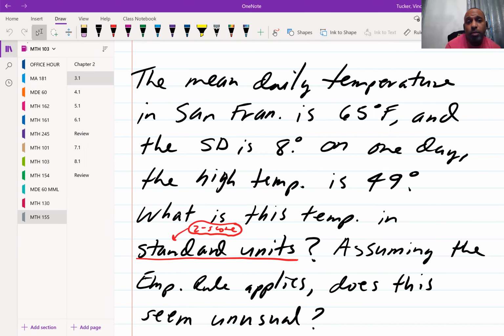The mean daily temperature in San Francisco is 65 degrees Fahrenheit. Standard deviation is 8 degrees. On one day, the high temperature is 49 degrees. What is this temperature in standard units? And standard units is another way of referencing z-score. So that's why I wrote that in red. Then assuming the empirical rule applies, does this seem unusual?